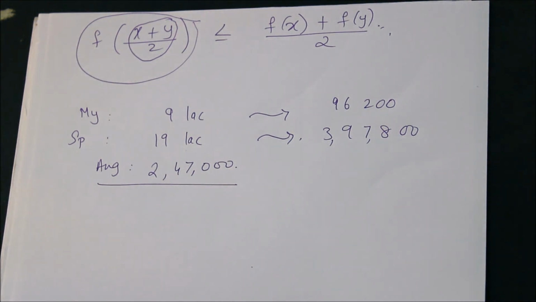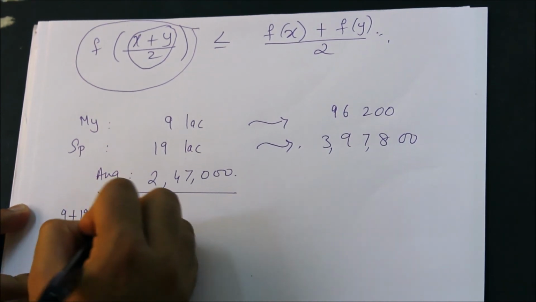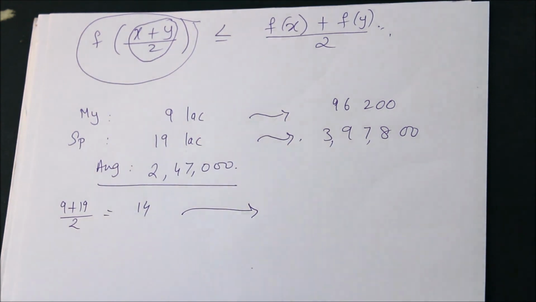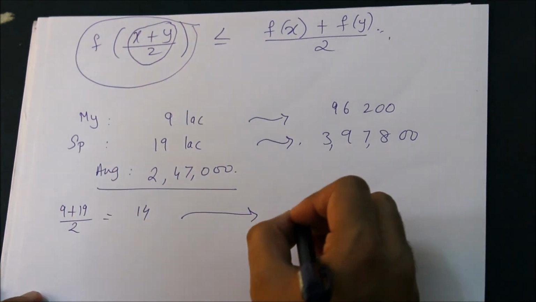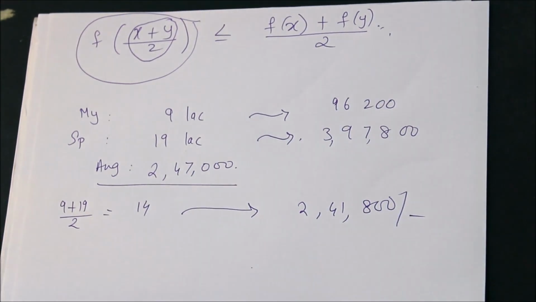Okay, now let's do the left hand side. What is the average of 9 and 19? So 28 by 2, which is 14. So for 14 lakh, how much income tax should I pay? If I use the calculator, it will come out to be 2,41,800. So you can see there's a difference of almost 5,200.